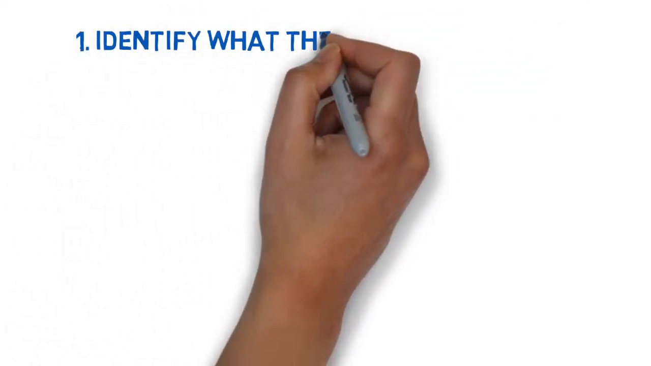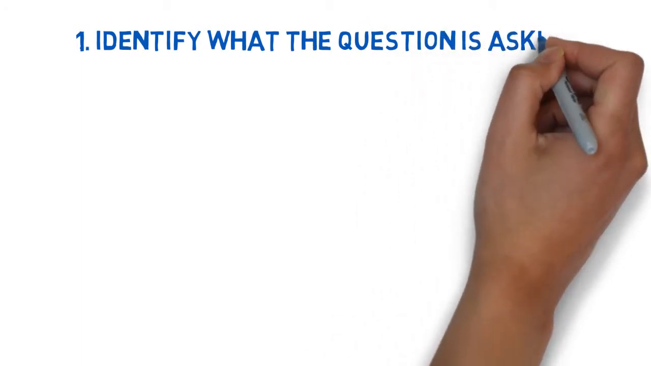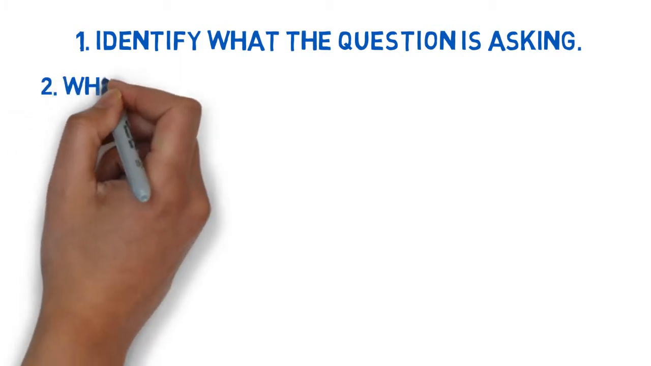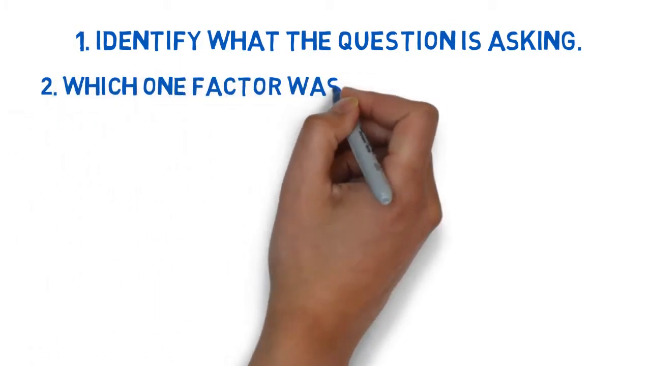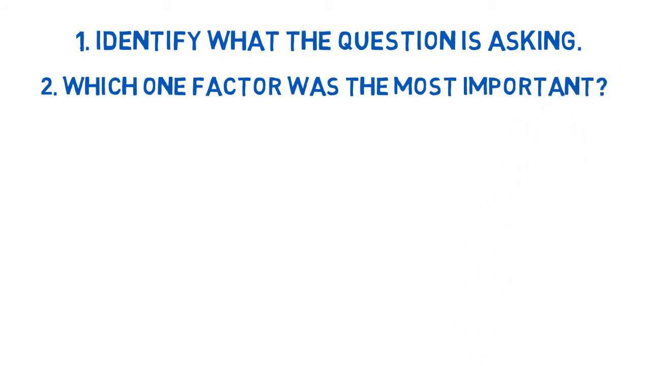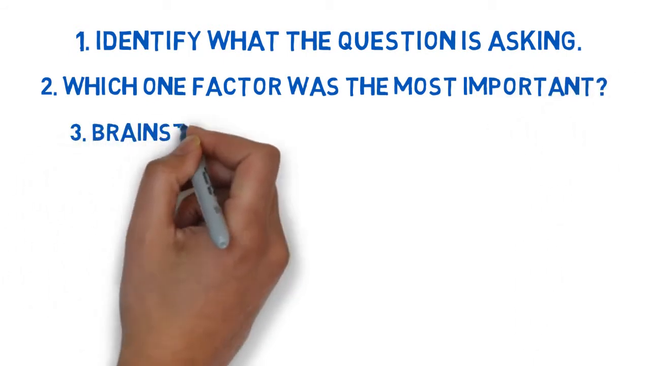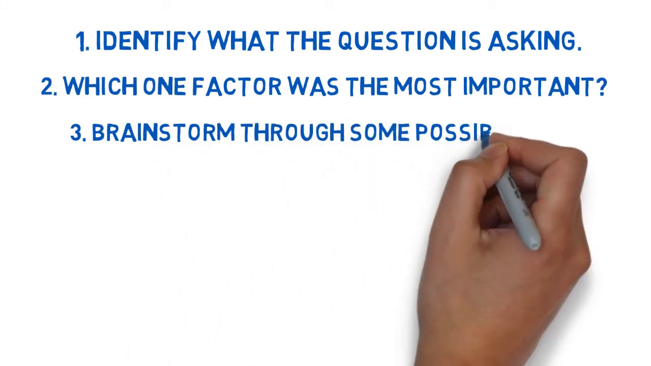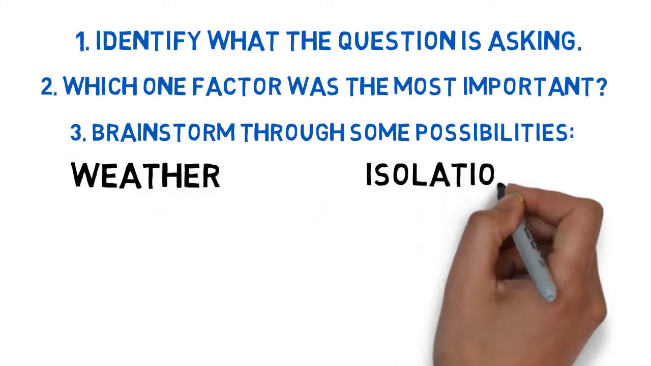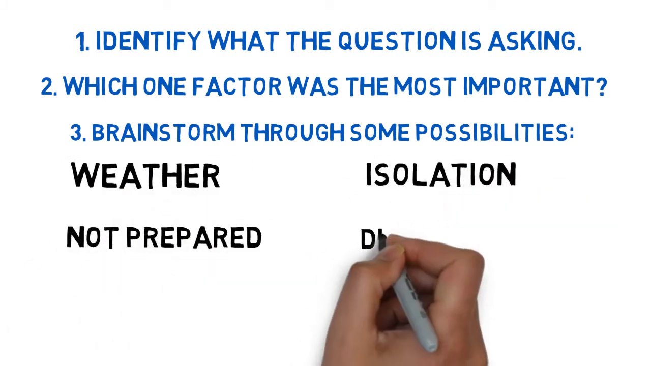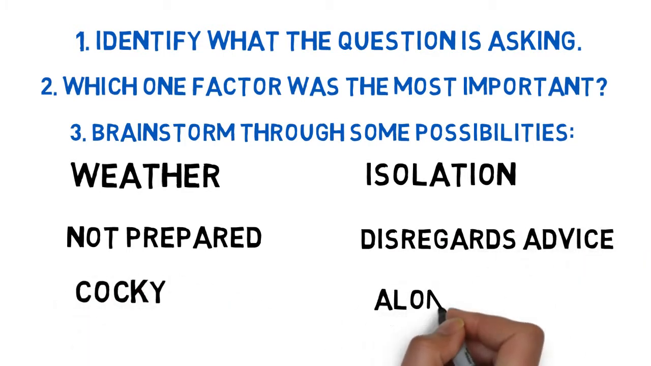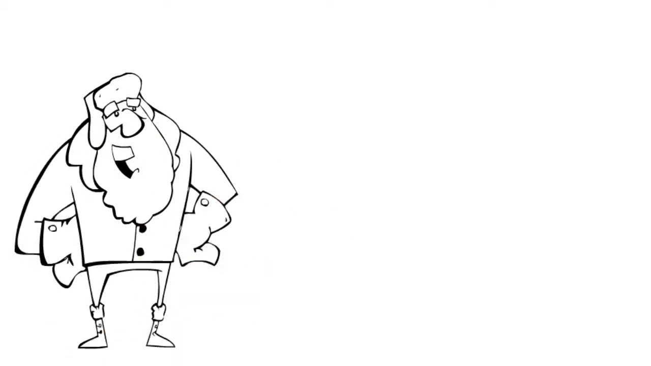Number 1, it suggests that there were many factors that led to his death, which means you have to think back to all the instances that led to the man's death. Number 2, you have to decide which one factor was the most important, the one that truly caused his death. Number 3, brainstorm through some possibilities. 1, weather. 2, isolation. 3, he was not prepared. 4, he disregarded advice. 5, he was cocky. 6, he was alone. Let's try the formula.